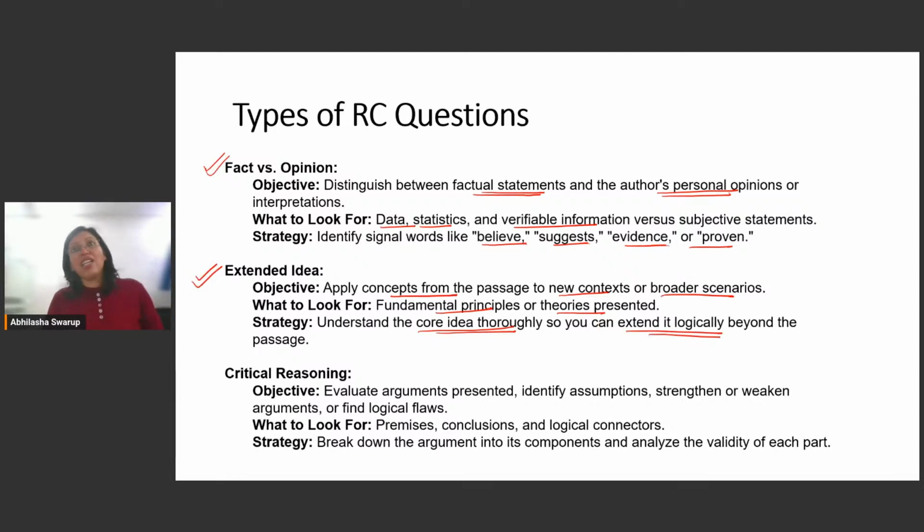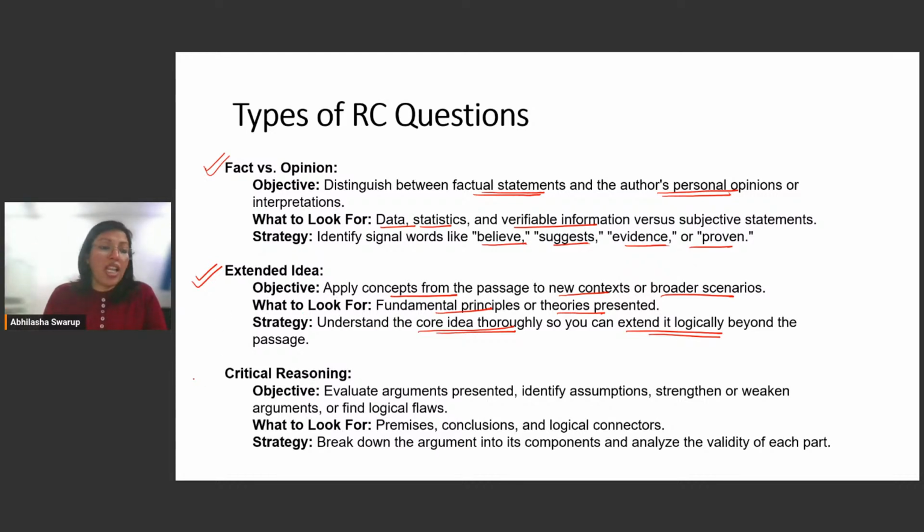So extended idea is when the author has given an example and then says, if you were in the author's shoes, which of the following options would you choose? So this is the application of what the author has said in your own words.